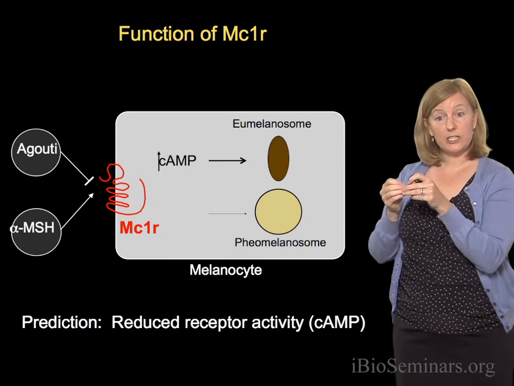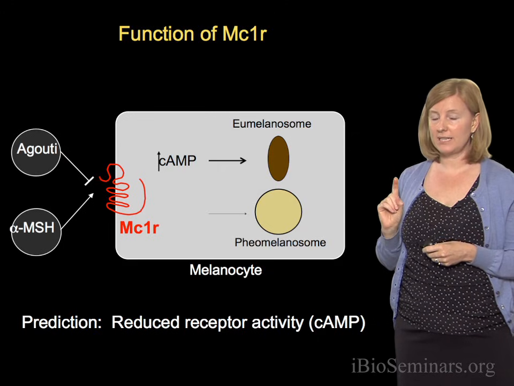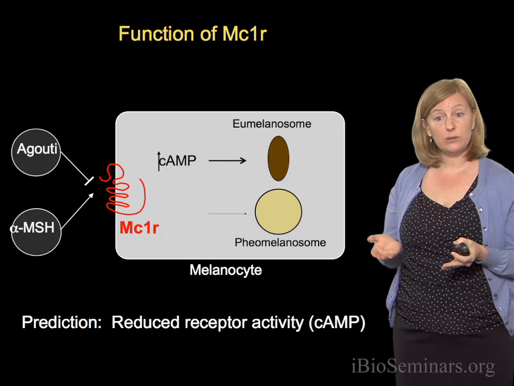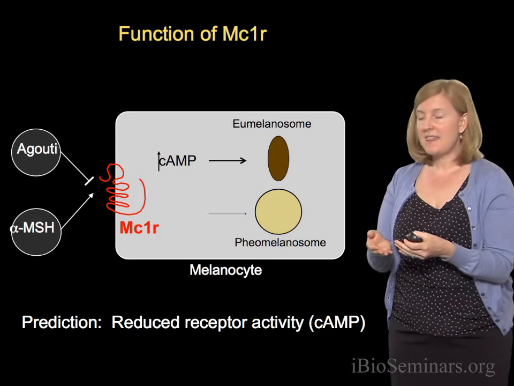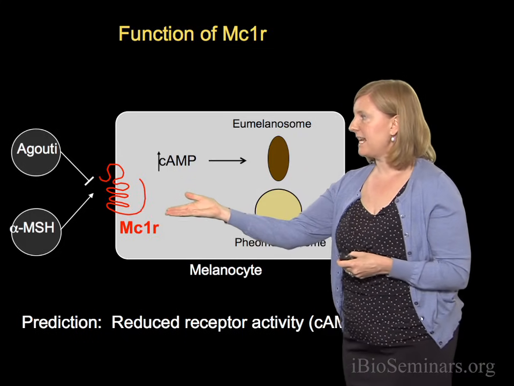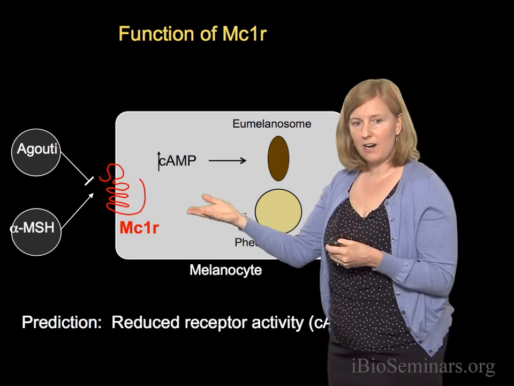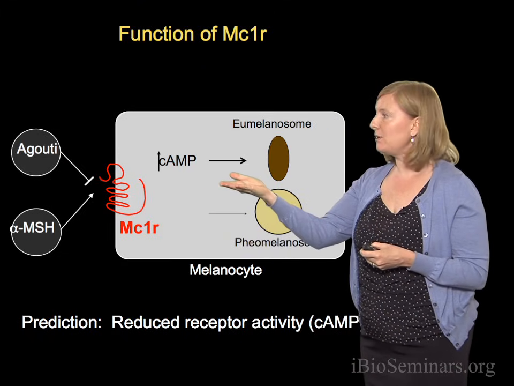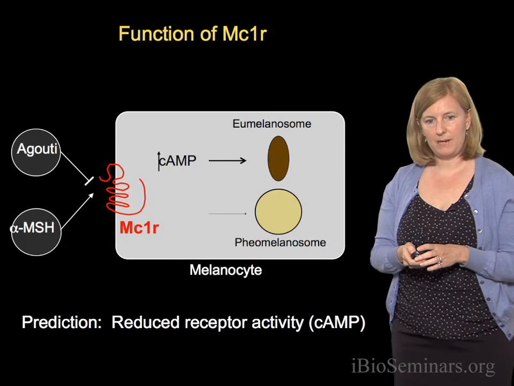And so what we did is we took both the light allele and the dark allele that, remember, differs by one nucleotide change. We cloned it into an expression vector. We put it into cells, and then we added alpha MSH at increasing amounts to activate MC1R. And then as a proxy for activity, we measured cyclic AMP. So here are the results of this experiment.